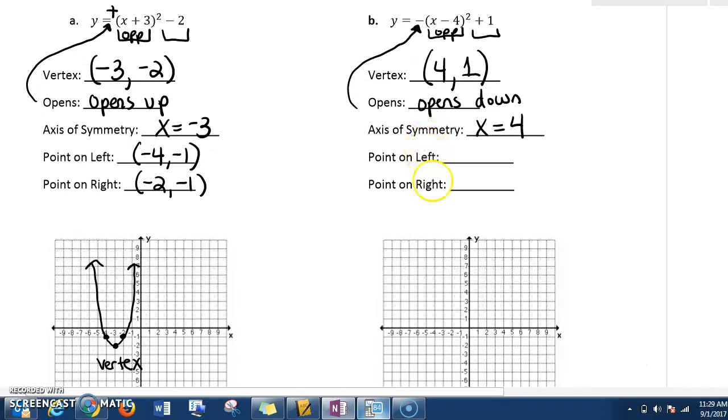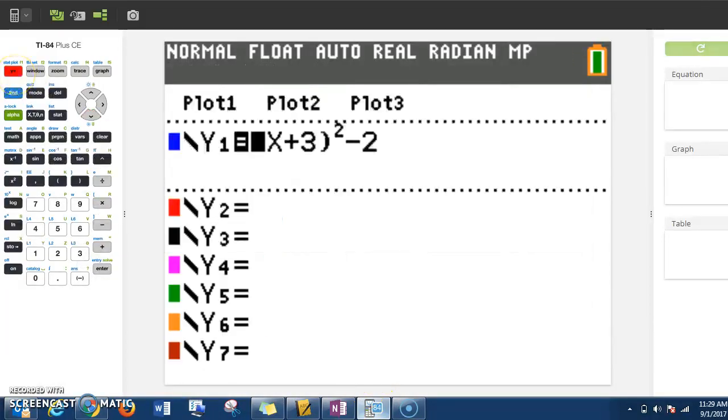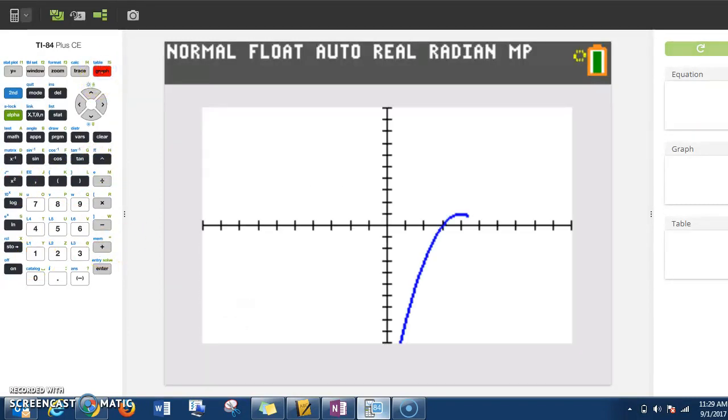And then we're going to find 2 points to the left and right of that. And we'll use our calculator to help us out. So I'm going to go to the calculator. And I'm going to go to y equals again and put my new equation in. So it's negative, open parentheses, x minus 4, close my parentheses, raised to the second power. And then it's going to be +1. So let's just see what the graph looks like. There it is, opening down. All right, so we can even see that the vertex is at 4, 1.